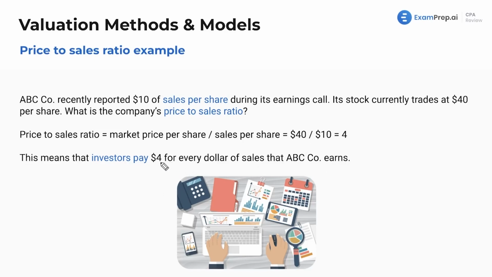Now, if investors are incredibly bullish on the company, if they think it's a super strong company to own, then they might pay even more per dollar of sales. And if they are not as confident in the company, or maybe the overall market's just in a downturn, well, that could significantly decrease.